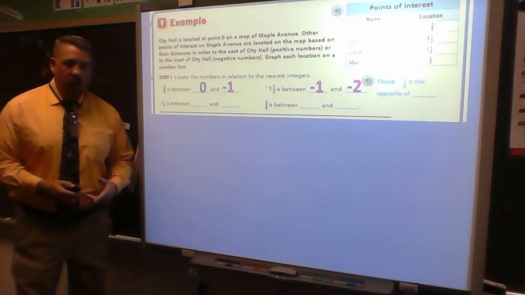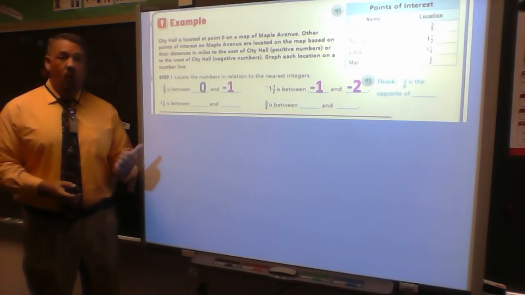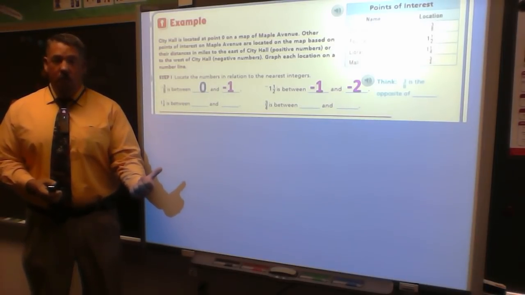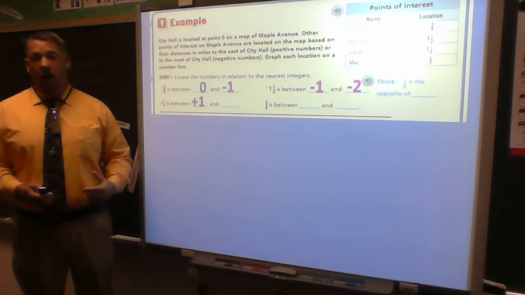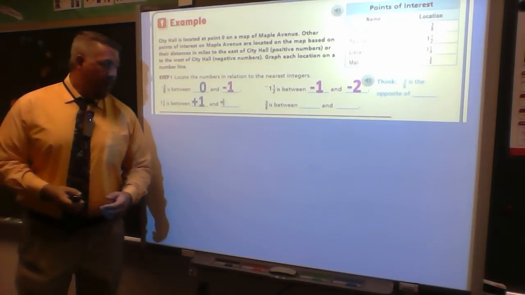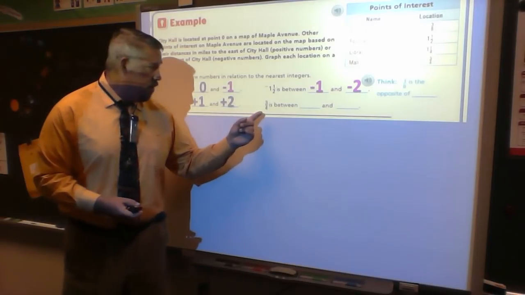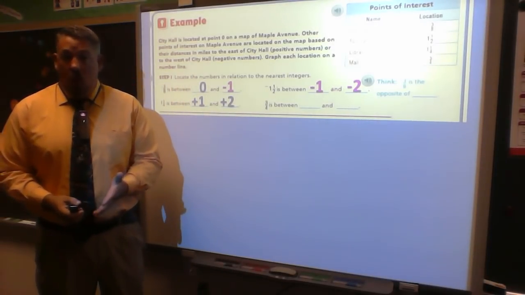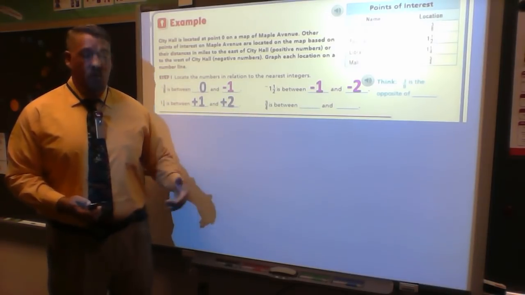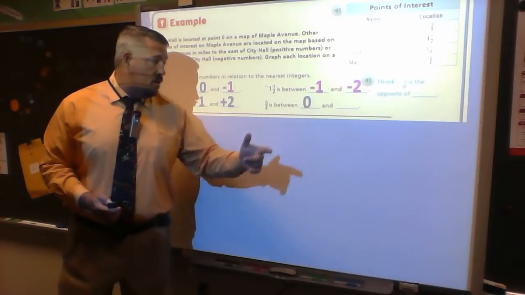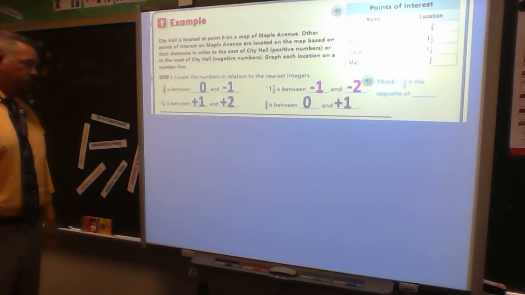correctly, because we're going to need to be able to do that for the rest of the school year. 1 1/4 then should be easy. I know I have to go at least to the 1, so it has to be between the 1 and the next whole number, and my next whole number is a positive 2. And then 3/4, positive, I know it's more than 0, right? But not quite 1, because it doesn't have the whole number. So it has to be plotted between the 0 and the 1.